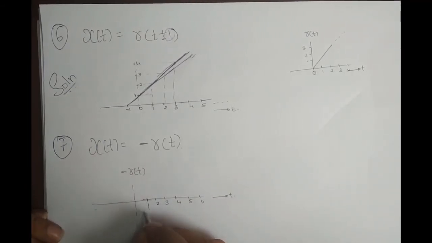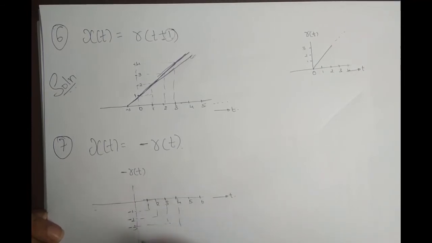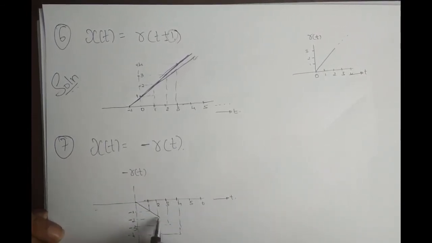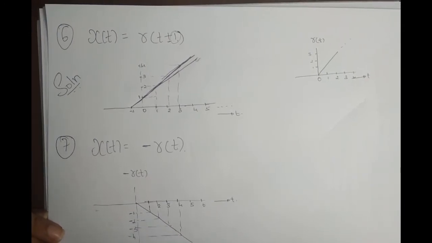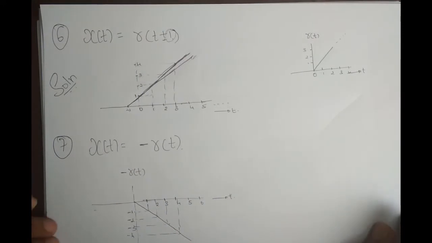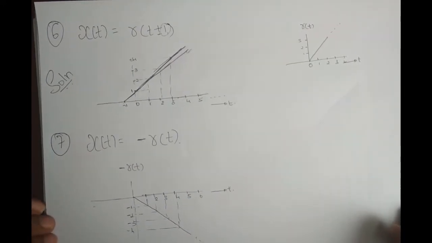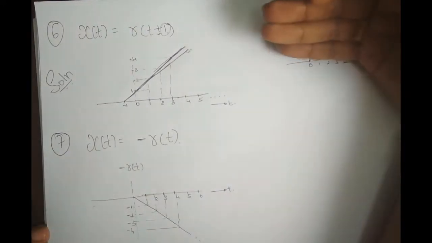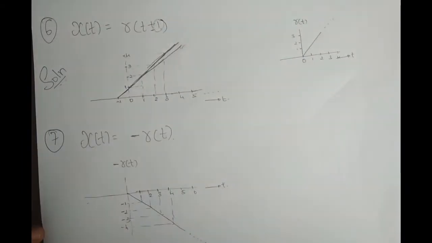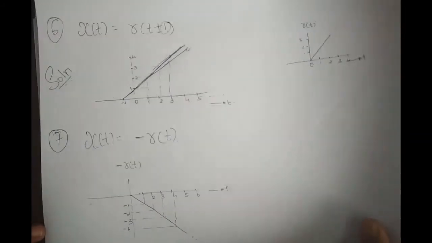So this is the amplitude minus 1, this is the amplitude minus 2, this is the amplitude minus 3, and this is the amplitude minus 4. So this goes on till t is equal to infinity. At t is equal to infinity, amplitude goes to minus infinity. Okay, fine. So amplitude in the positive side goes to the negative side. Next we shall take up problem number 8.